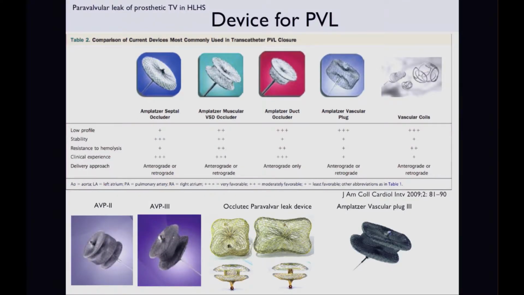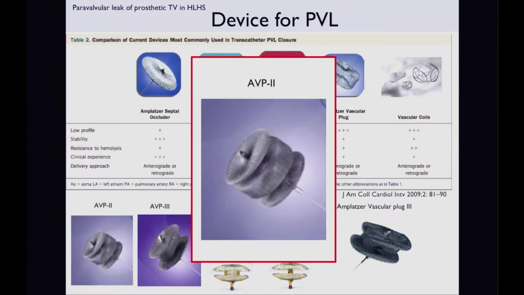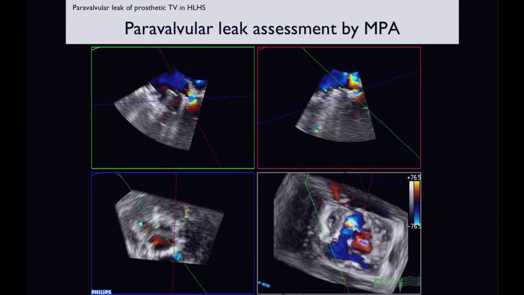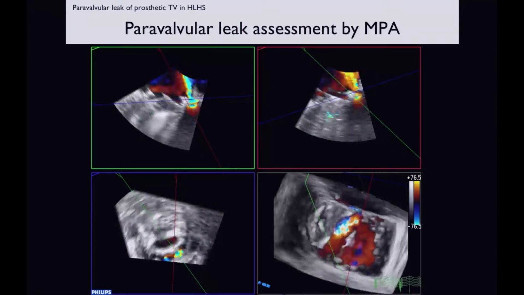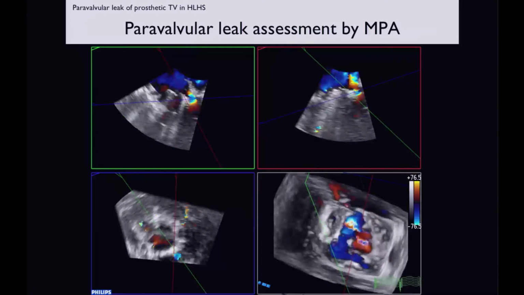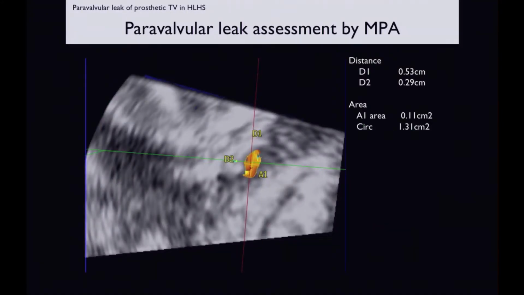And so the device, what kind of device do we use? Although you may think that Japan is a far behind country for pediatric devices, we only use it for several things. So I used the AVP2. And this is probably a leak assessment with 3D echo. And the measurement was also done this way.